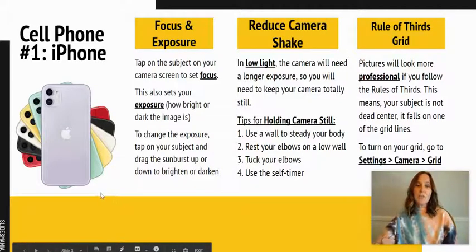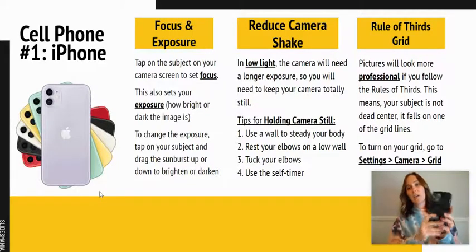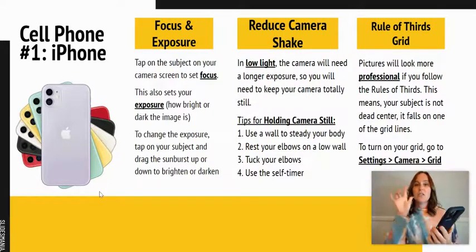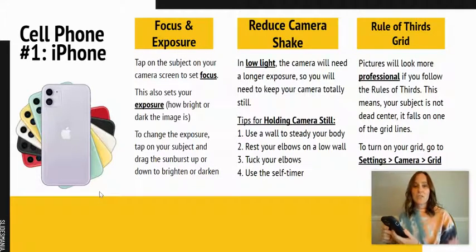First of all, you want to think about focus and exposure. So when you're holding up your camera to take a picture, you can tap on the subject to set the focus. So if I'm taking a picture of an AirPod case, I would put my phone where it needs to be. I would tap on the AirPods and it would know to focus on that subject. This will also set your exposure, which means how bright or dark the image is. So you might see it becomes brighter, you might see it becomes darker, and that's what exposure is.